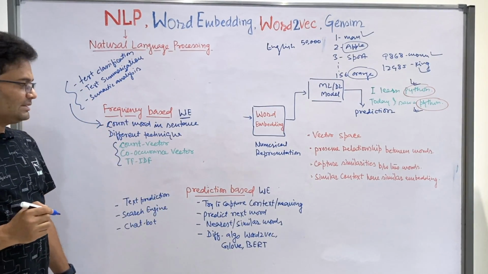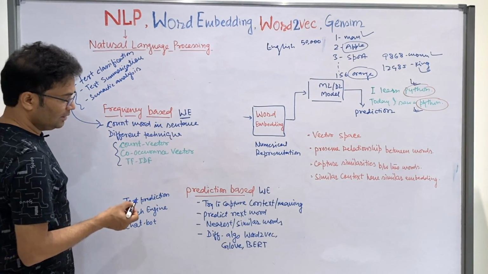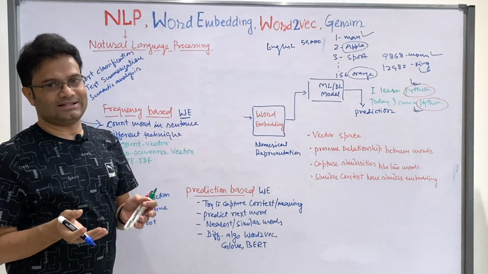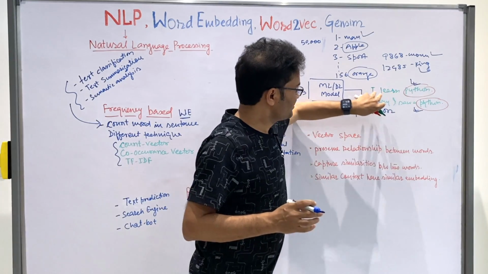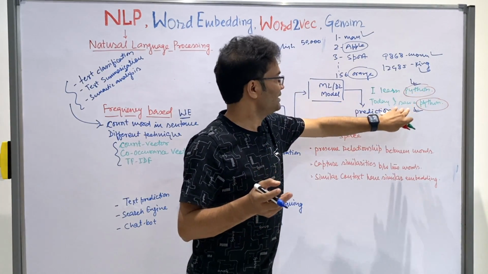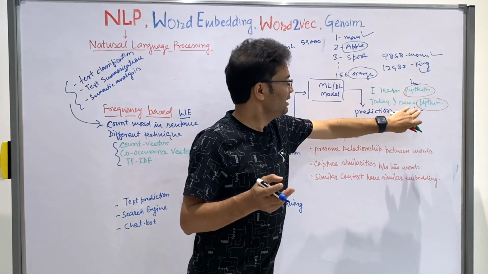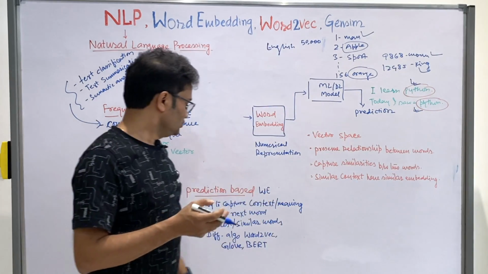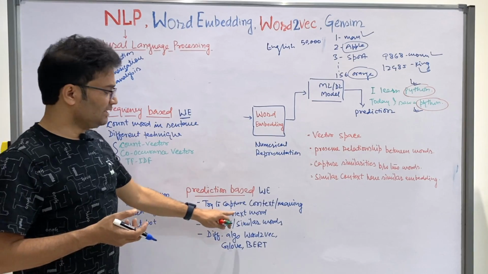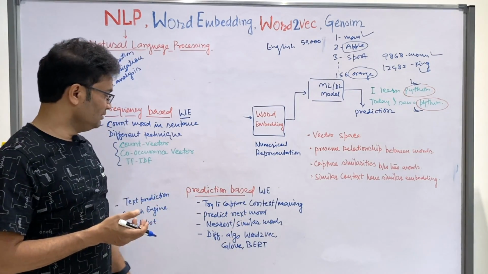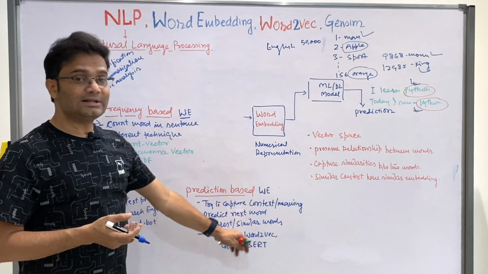And the prediction based word embedding tries to capture the context. Means if you are given a sentence, from this sentence they want to know what is the purpose of Python here and what is the purpose of Python here. So they try to capture the context, what is the meaning of that, and they predict the next word as I explained earlier, and find the similarities and the similar words.